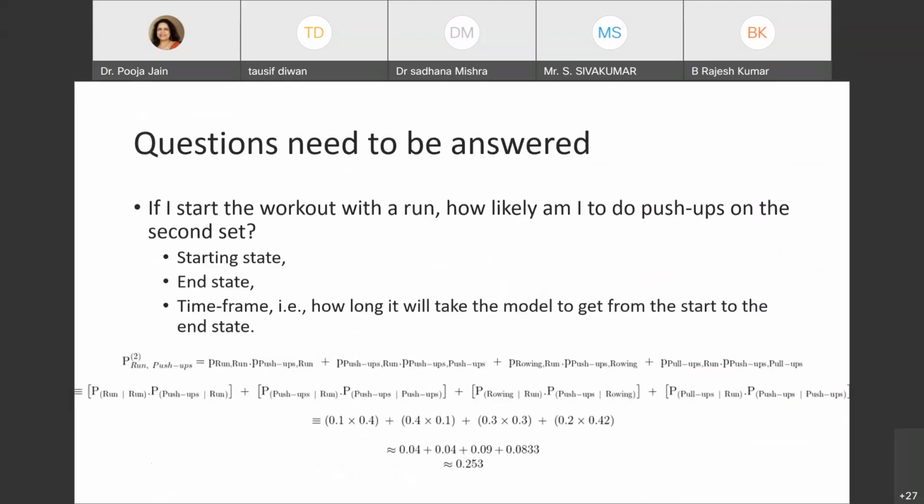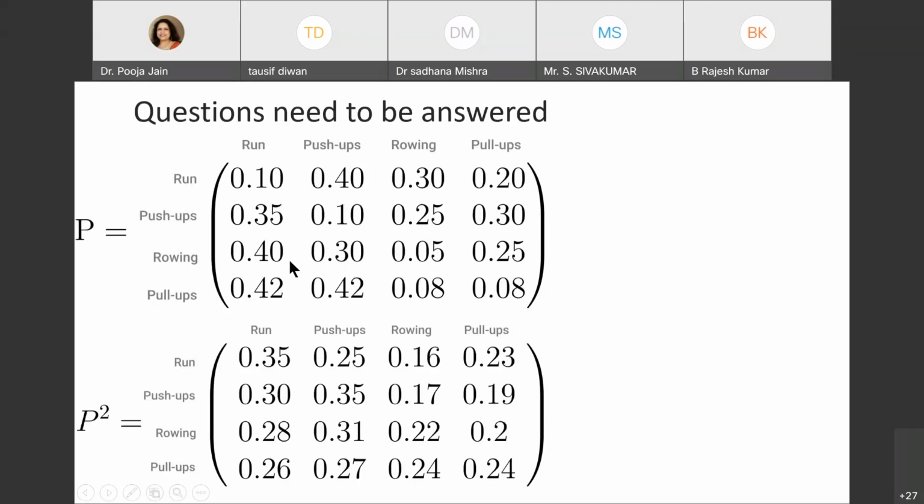If I just change this question, how likely am I to do push-up on the third set? Then what do I need to compute? Previously I was computing P square. Now I need to compute P raised to power 3. Which entry will I be interested in? Same entry, the second entry of the first row, because I need to start with running, I need to end with push-up, and a 3 set workout is there. In that case, I need to compute P cube.